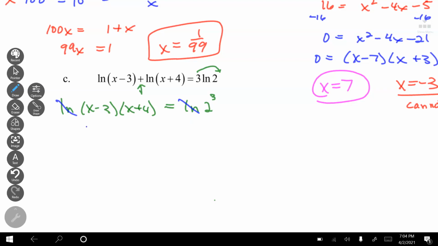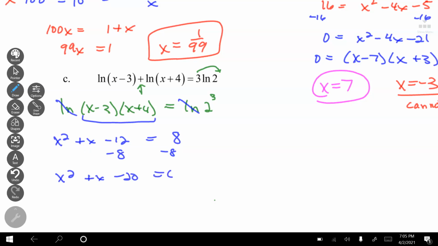They cancel, and now I'm going to multiply this out, x squared plus 1x minus 12 is equal to 2 to the third, which is 8. I subtract the 8. I get x squared plus x minus 20 is equal to 0. And now when I factor this, it's pretty easy to factor. This is (x minus 4)(x plus 5) is equal to 0.